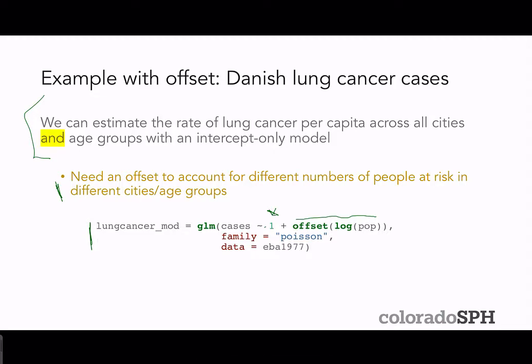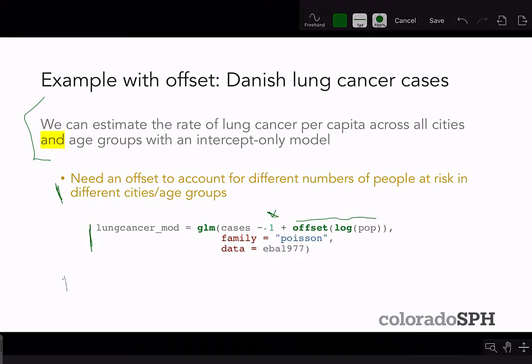Well, we talked about this a little bit in the previous lecture, but the Poisson model says that the log of the expected value of yi given xi over ti, where ti is the term that accounts for different time or person time at risk for the number of counts, which in this case is our population for each city, is equal to xi transpose beta.